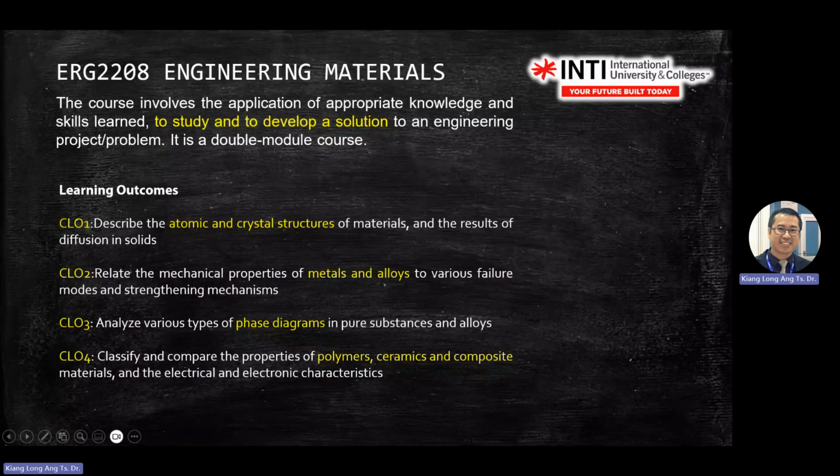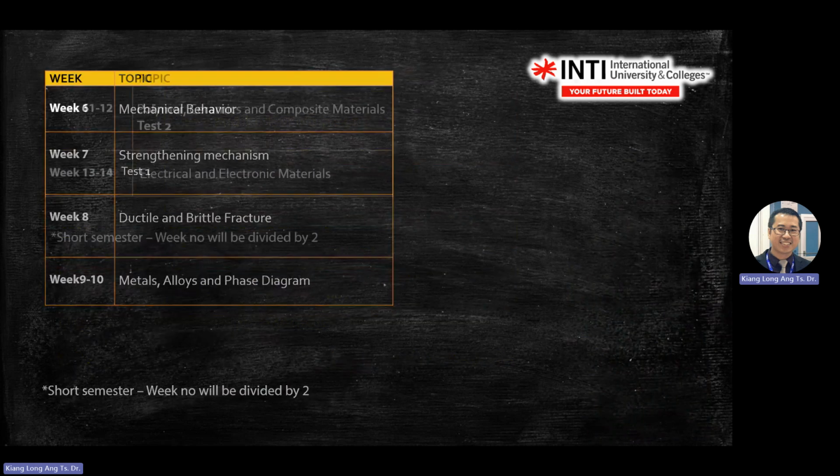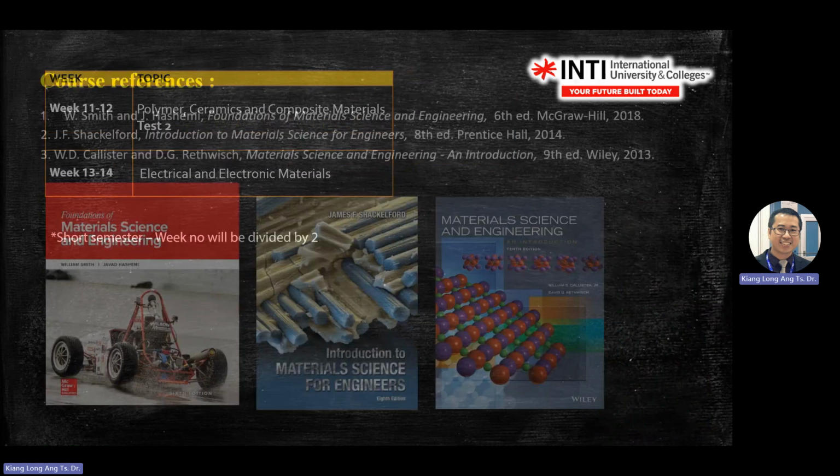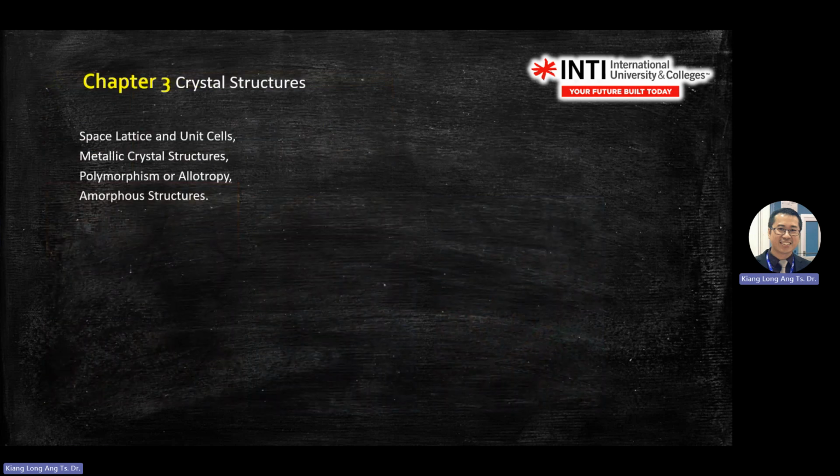Okay, chapter three. We start from a very small electron dimension, then we start to expand into a bigger perspective. Now we go into crystal structures, so from atom electron movement to the crystal structure. So chapter three is crystal structure.